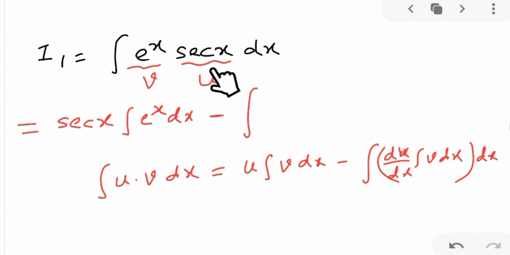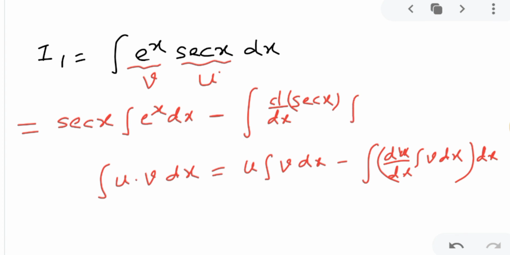Derivative of u, where u is sec x. You can write the derivative of u directly: derivative of sec x. I am writing one more step for you. You can write directly sec x tan x, no issue.